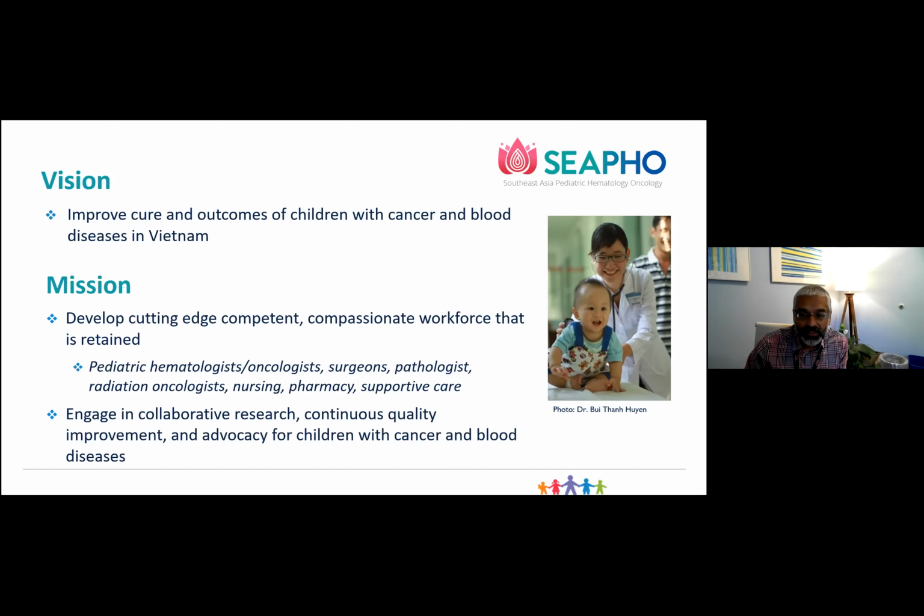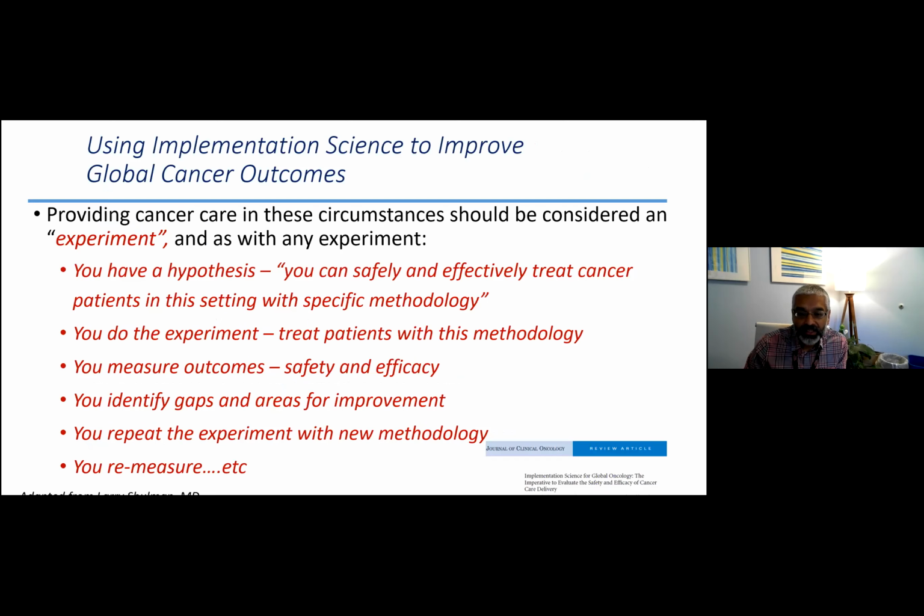And really similarly to what Michelle described, it was really important for us to think about continuous collaborative research and quality improvement with the ultimate goal of improving outcomes for children with cancer and blood diseases. You can go to the next slide.